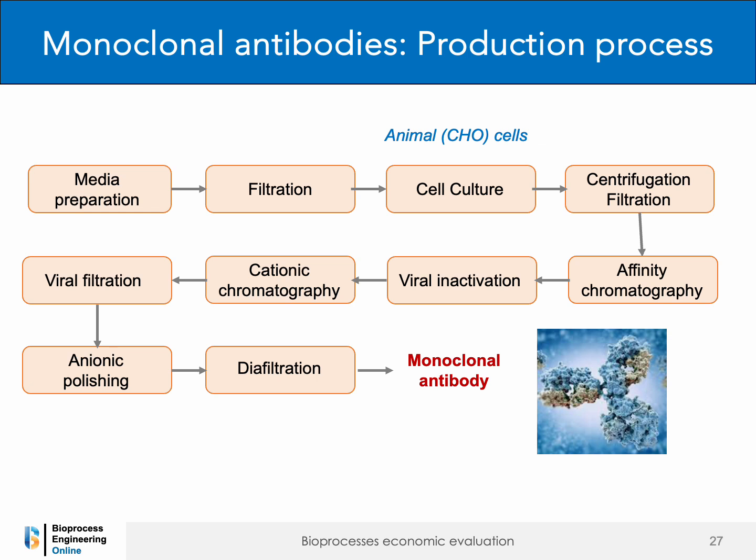The second example of bioprocess cost evaluation involves the production of therapeutic monoclonal antibodies using animal cell culture. The upstream section of the process includes unit operations of media preparation, media sterilization through filtration, and cell culture. In the downstream section, operations involve centrifugation, filtration, chromatographic purifications, viral inactivation through filtration, and diafiltration.